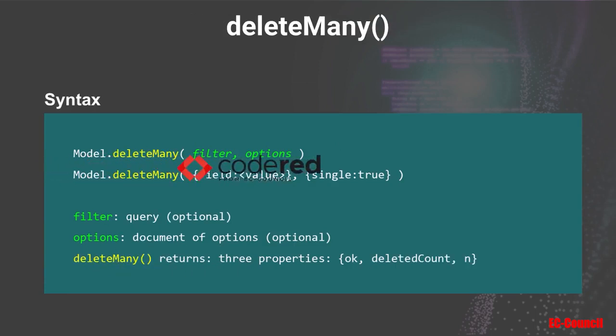The syntax for deleteMany is very simple. You just put a filter in there. You can delete one or more documents. If you leave it blank, it will delete everything. The return of this delete function is three properties: ok, deletedCount, and n, which both represent the same number of documents deleted. You can use this to check if there was any successful deletion or not.